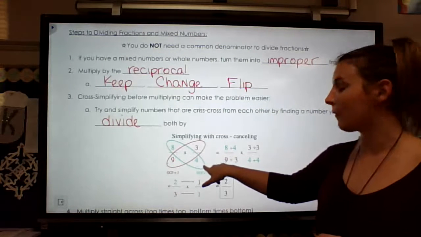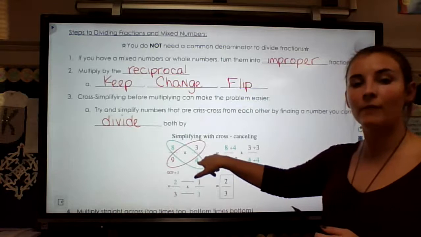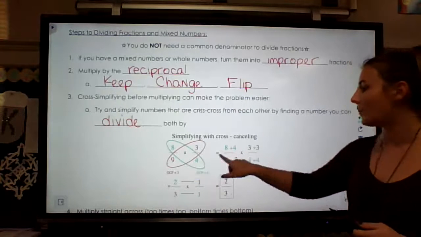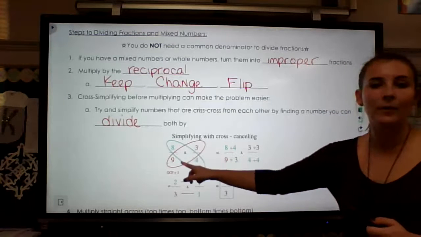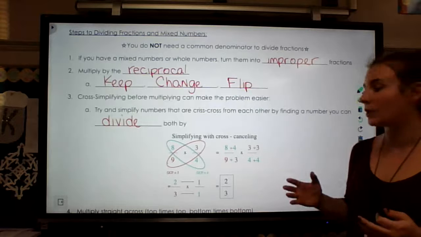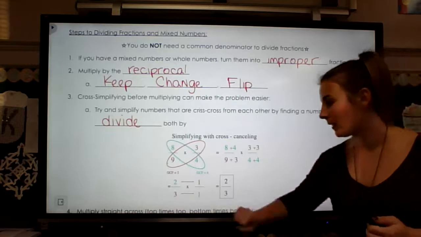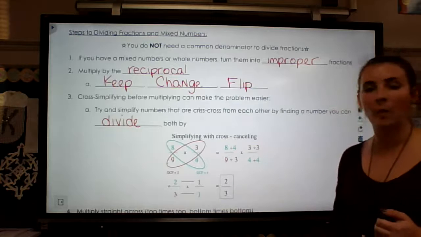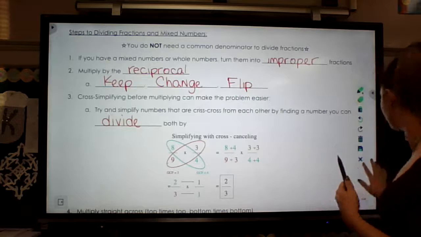You have the 8 and 4 that are in green and they're diagonal from each other. They're both divisible by 4. So when we cross cancel, 8 divided by 4 is 2. 4 divided by 4 is 1. The 9 and the 3, they are diagonal or cross from each other. They're both divisible by 3. So when we do 9 divided by 3, we get 3. And 3 divided by 3 is 1. So cross canceling just makes our numbers smaller and easier to work with.